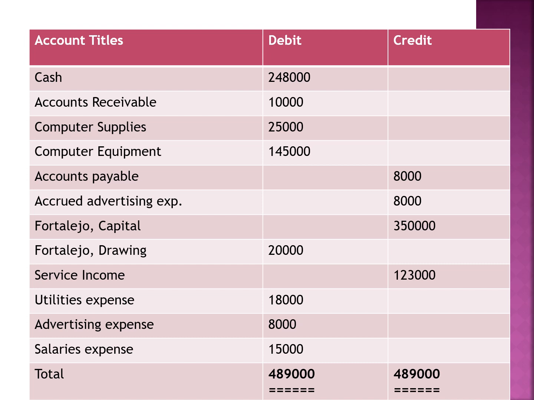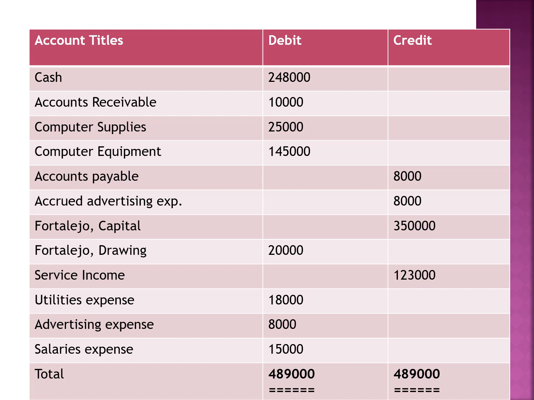Then accounts payable has a credit balance, so we place it also here in the trial balance on the credit side. Accrued advertising expense also has a credit balance, so place it on the trial balance credit side. Portalejo capital, credit balance, 350,000. Portalejo drawing, it was a debit balance, so place it on the debit side here in the trial balance. Service income was a credit balance, so place it on the credit side, 123,000. Utilities expense, debit balance, 18,000. Advertising expense, 8,000, debit balance. Salaries expense, 15,000, debit balance.